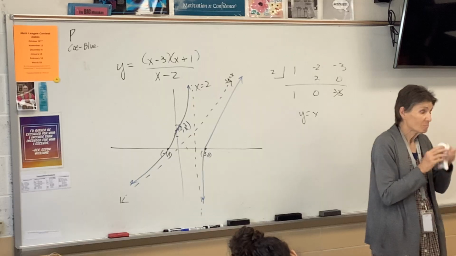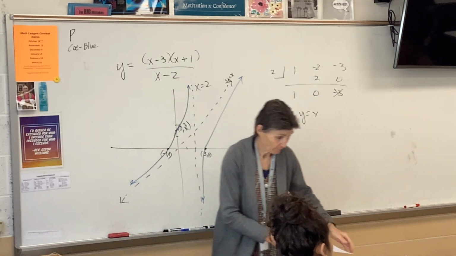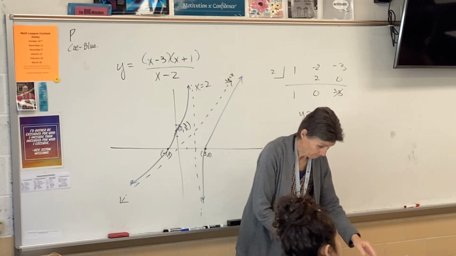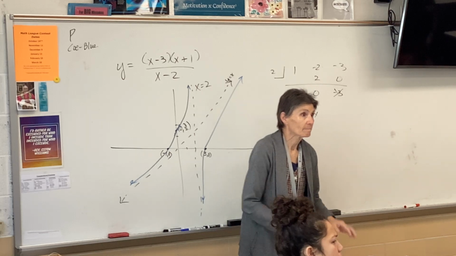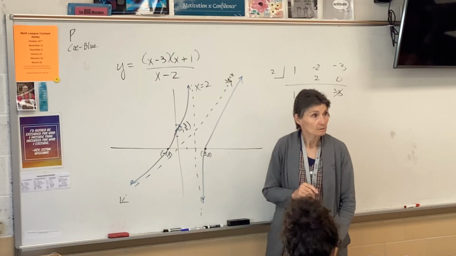Okay? Tomorrow we quiz on just this. One problem. It has to look just like this. One problem, just for can you explain the end behavior, the slant asymptote? That's your slant asymptote. Okay. So this is y equals x. Yep.